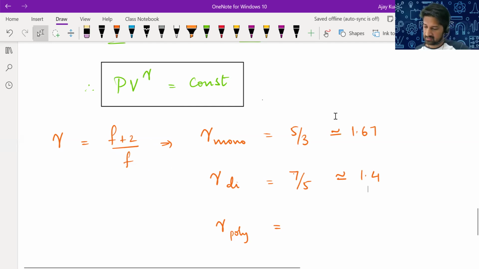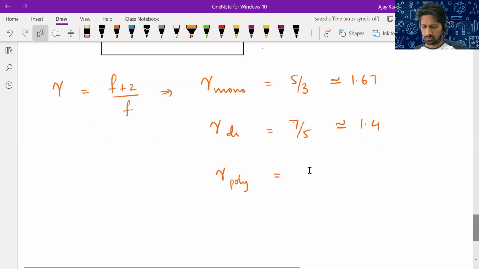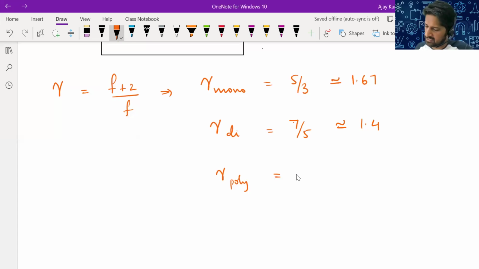Next, polyatomic gas. Polyatomic non-linear, we assume they'll have 6 degrees of freedom, 3 translational, 3 rotational. Okay, again, vibrational are ignored. We assume molecules to be rigid. So 6 degrees of freedom, then 6 plus 2, 8 divided by 6. 8 by 6 is 4 by 3. 4 by 3 is close to 1.33. Okay, so these are the gamma values for different types of gases.